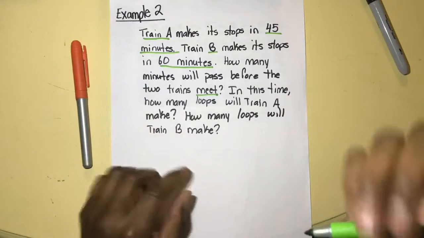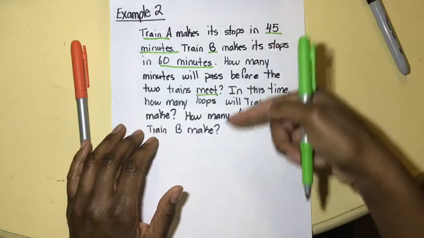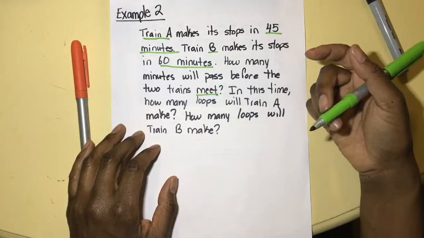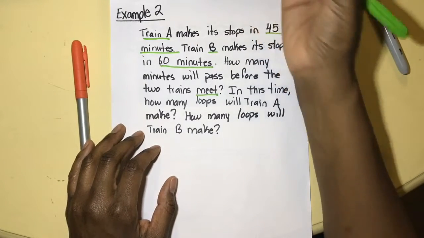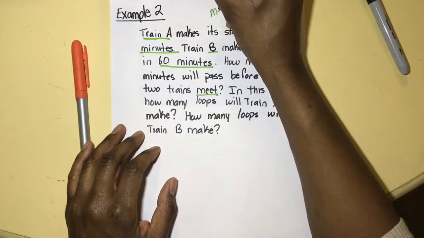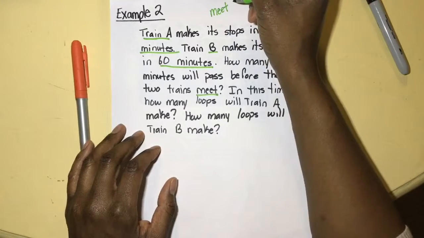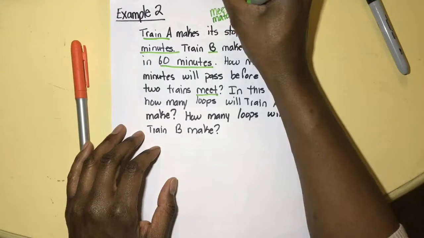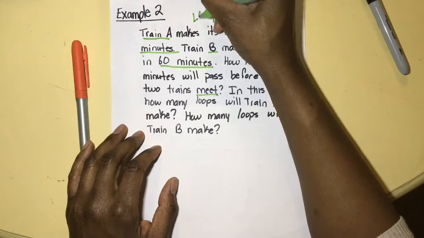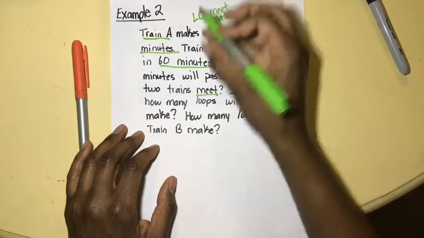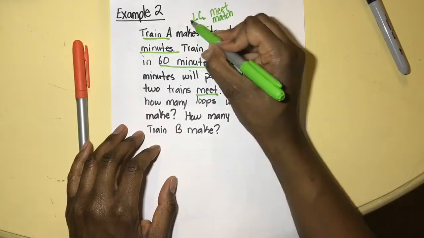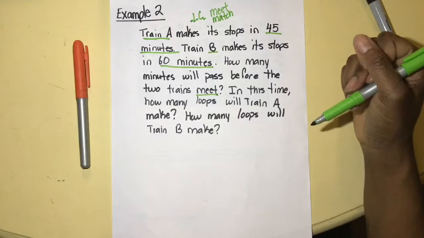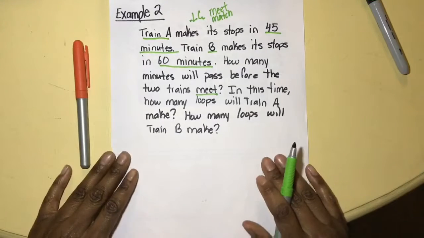One way to look at this is something is happening and we want to know when it's going to happen at the same time. We want to know when the trains are going to meet or when the trains are going to match. So that is our LCM. LCM meet, LCM match. That's one way you can remember. So let's go ahead and find our LCM.